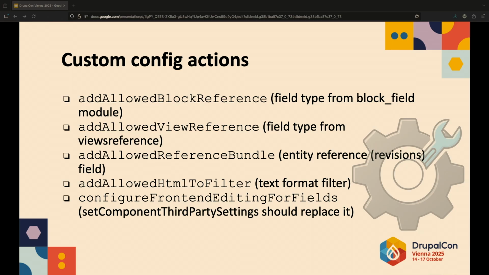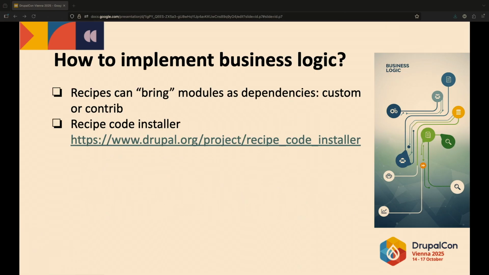And because we are using front-end editing a lot with paragraphs, I had to create this config front-end editing for fields. But now there is another one that is cleaner. It will be soon in core, I hope. Set component third-party settings that will replace it. But even with all these custom config actions, there is still a question: how do we implement the business logic?